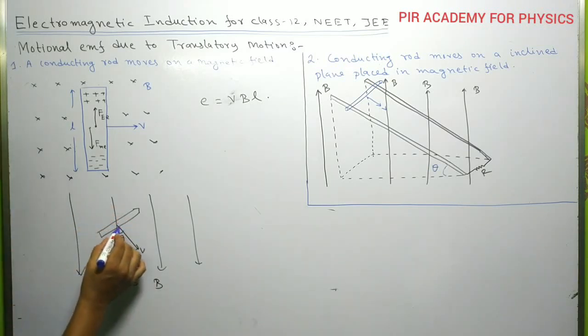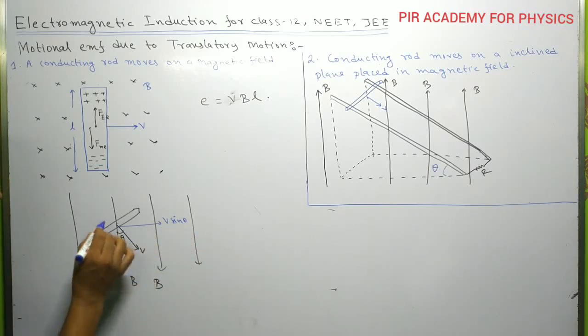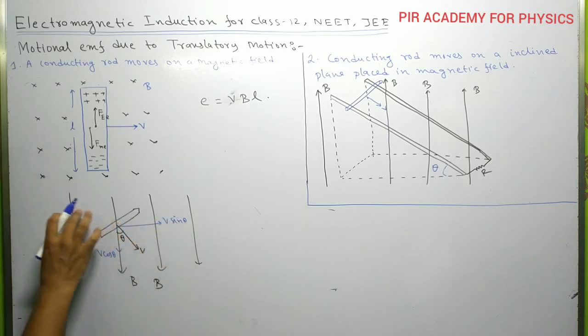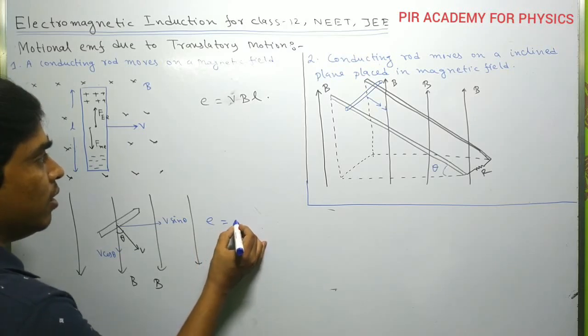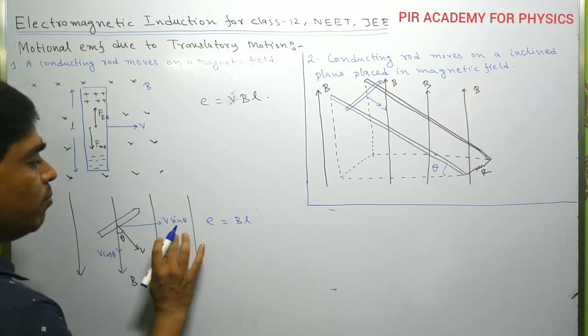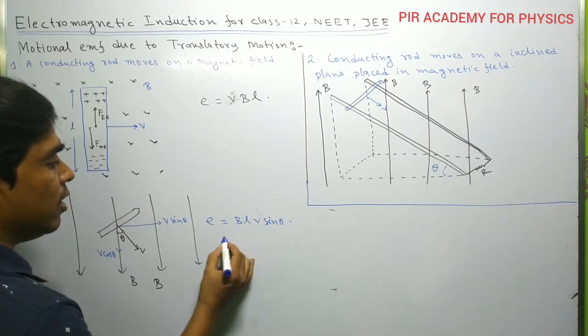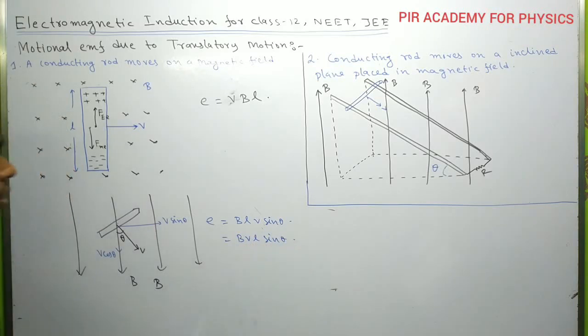Here you see that the normal component is V sin theta, and this other component is V cos theta, and this component cuts the magnetic lines of force. Then in this condition the induced EMF must be VBL times V sin theta. That means it will be VBL sin theta.